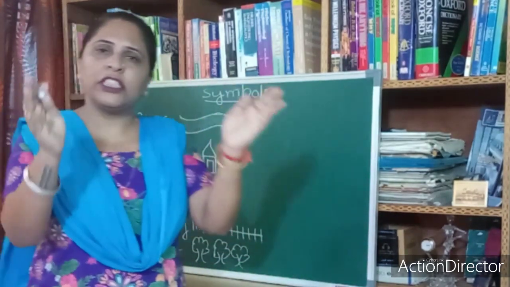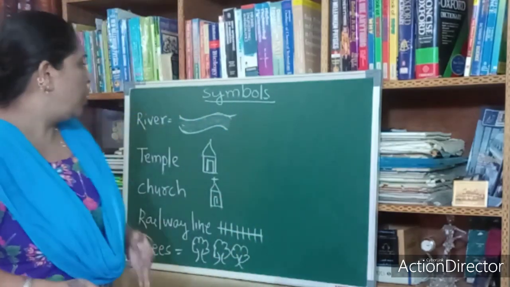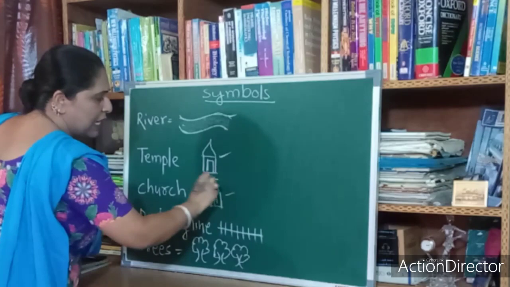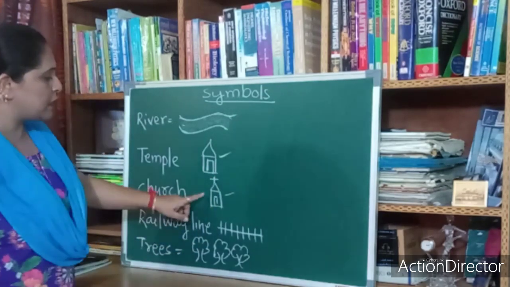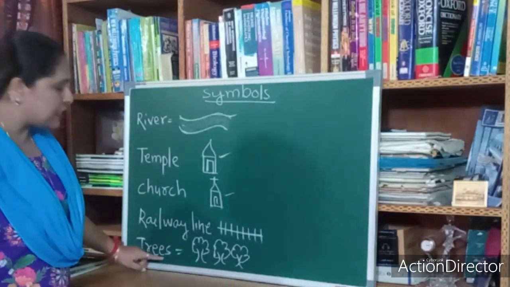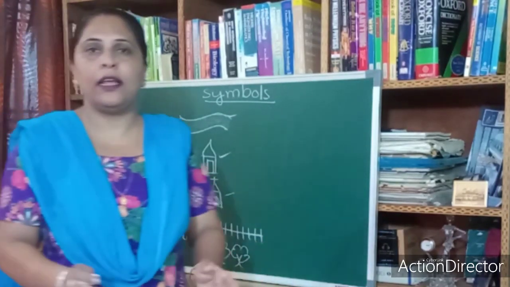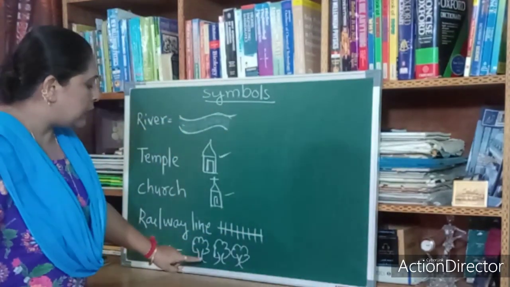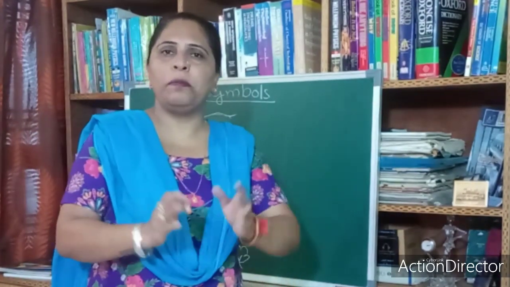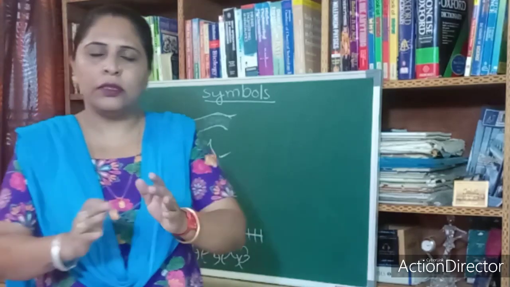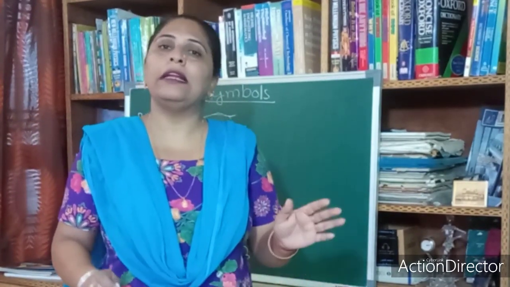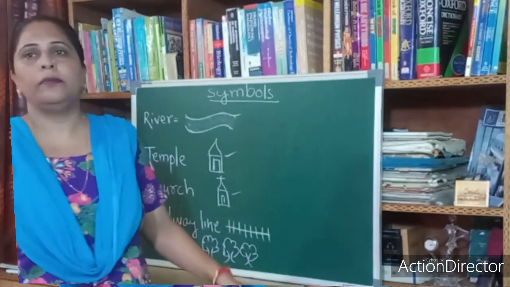instead of pasting the actual picture of the temple, you can see that the symbol of a temple is like this. The symbol of a church is like this, a cross is there above. This is the symbol of a railway line. And if there is a small forest area in the region, it is represented by trees. So there are numerous symbols to represent the things that are found in the region, and they are known as symbols.